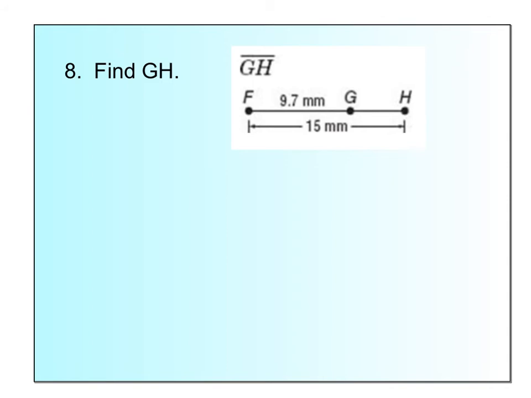So you have to find GH, which means this distance from G to H. Notice the whole big distance is 15. This smaller part is 9.7. Remember, the 2 small parts add up to the big part. So the 9.7 plus, I'll just call this X. So plus X, if I add the 2 small ones, it should add up to 15, the big one.